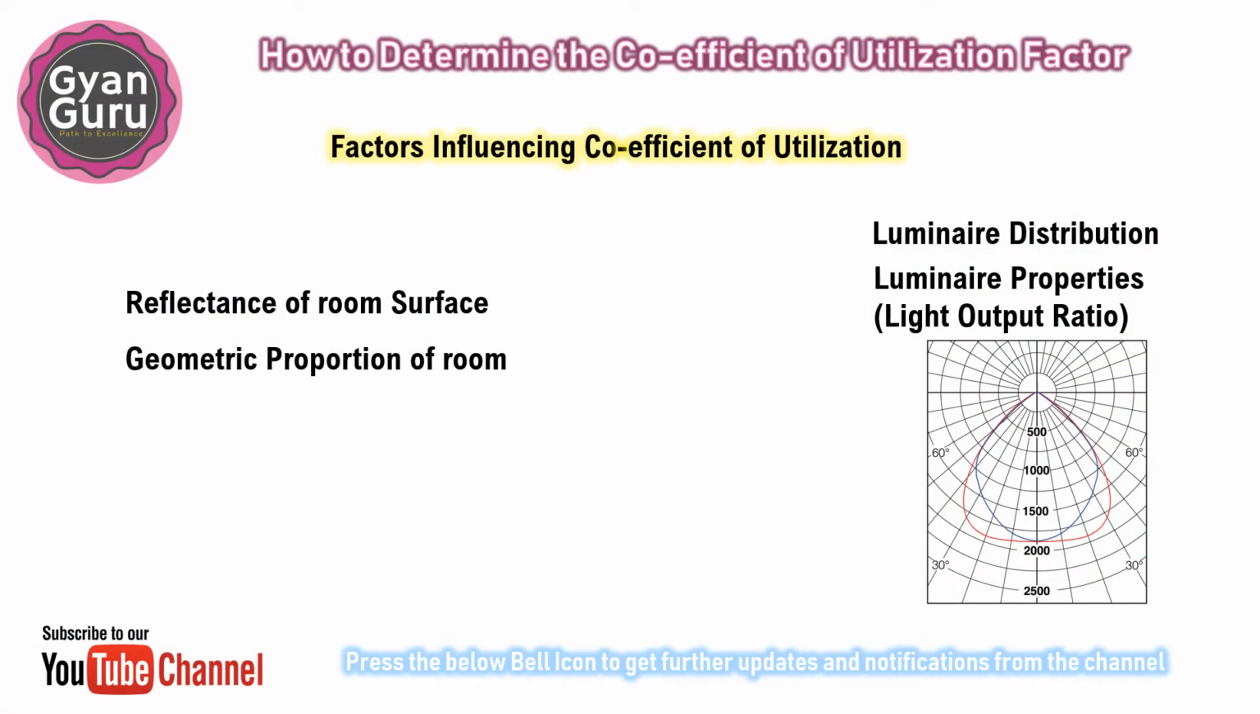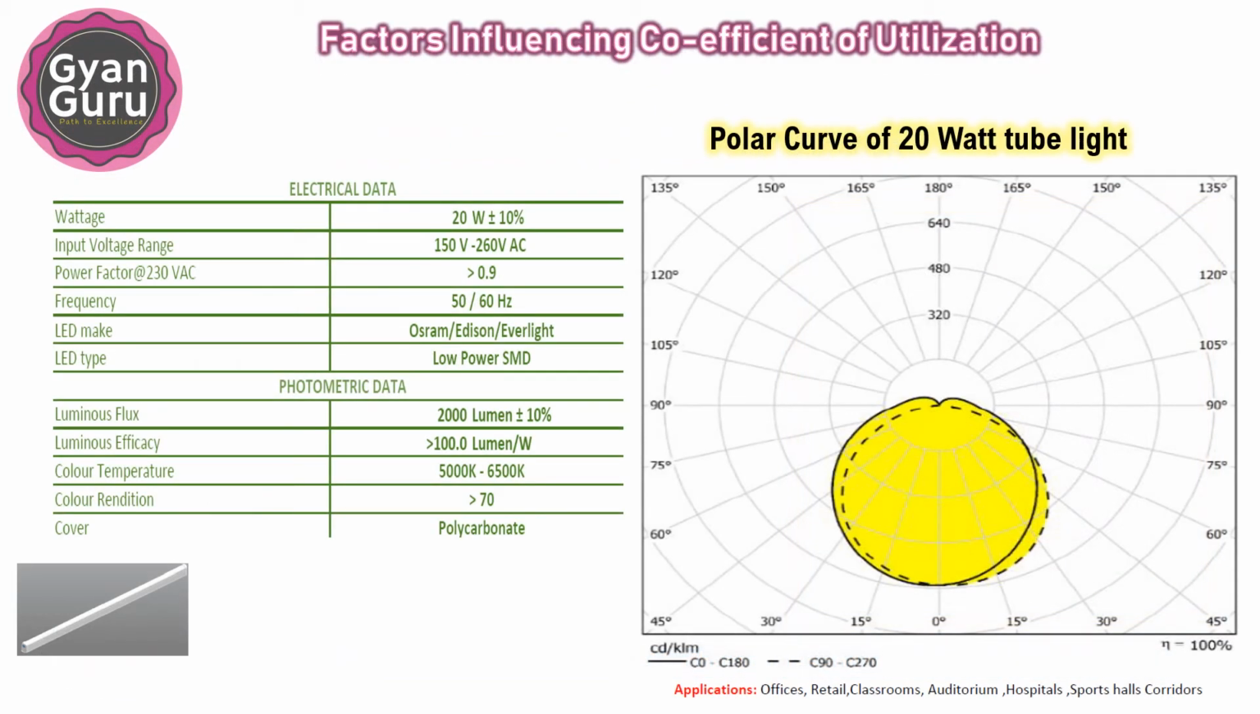So far we have learnt the influence on utilization factors by the reflectance of room surfaces and the geometric proportions of the room. Now we will learn how luminaire distribution and its properties influence the utilization factor. Luminaire properties such as the polar curve or photometry properties of a light fixture affect the utilization factor. To understand the polar curve of a light fixture, we have shown here a polar curve of a 20 watt light, having an efficacy of 100 lumen per watt. Hence, the fixture will generate a lumen flux of 2000 lumen.